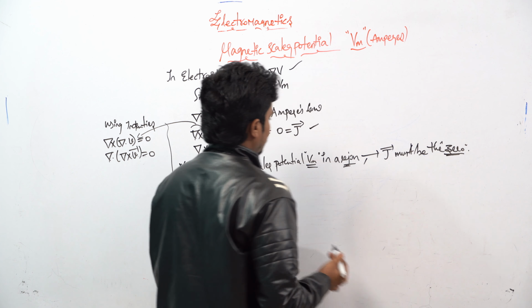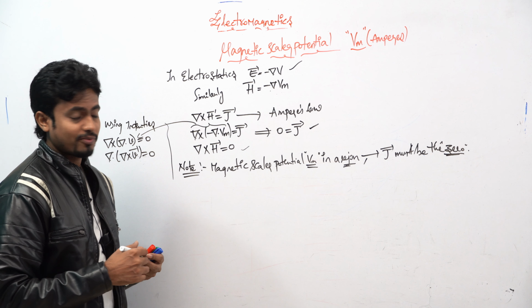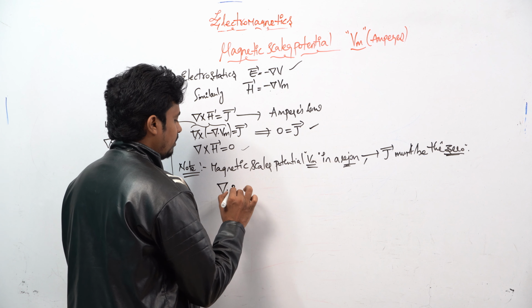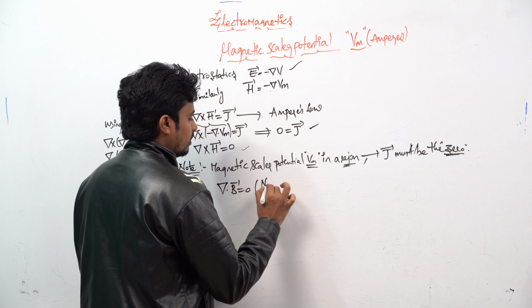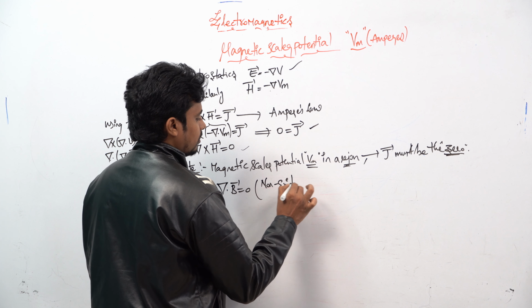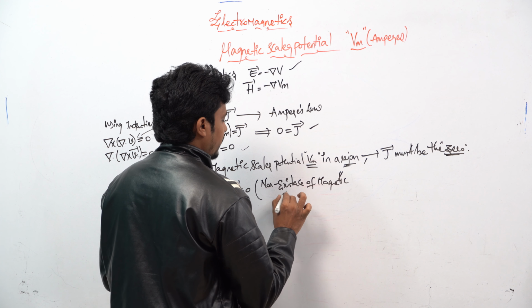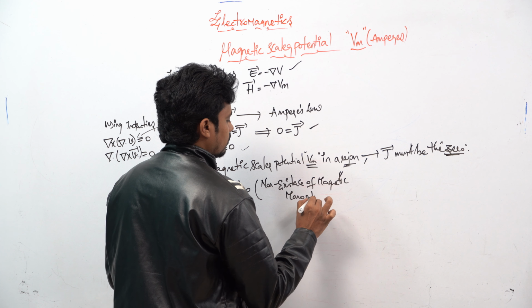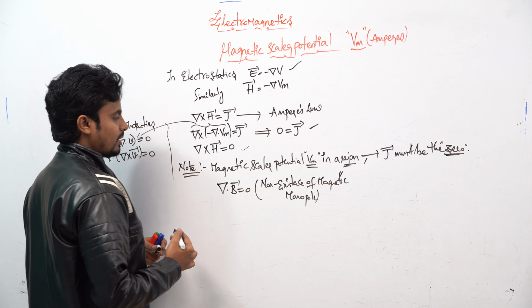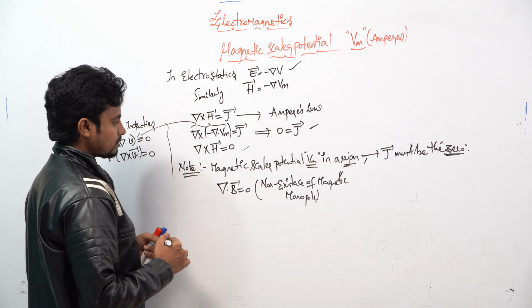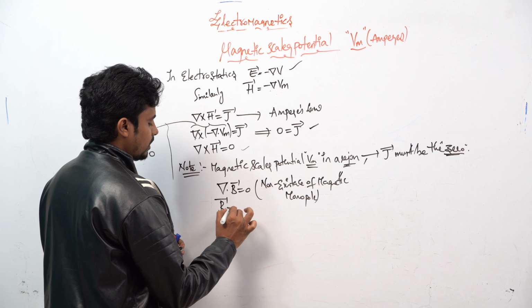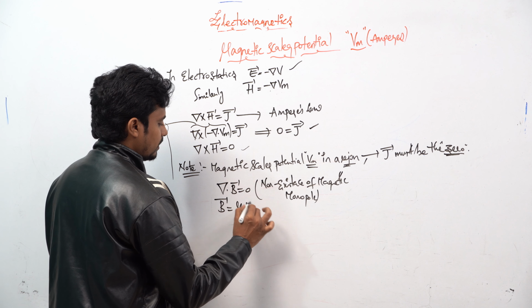So how much will you get for del cross H bar? That will be equal to 0. And if you want to consider the magnetic monopole, there is no existence of a magnetic monopole, right? So del dot B bar will be equal to 0. That's the non-existence of magnetic monopole, right? And similarly, what will happen to your B bar? So B bar will be equal to mu naught into H bar, right?